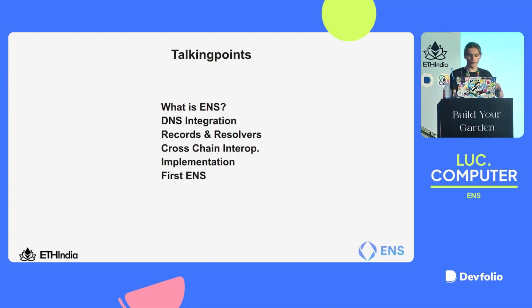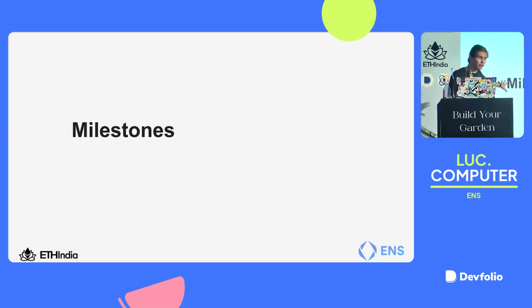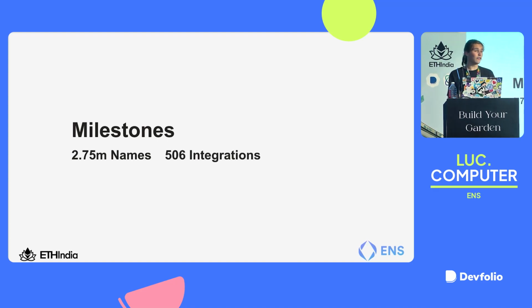So before all of that, I want to cover some milestones. These numbers are a little out of date. We've gone above and beyond after these, but we've hit 2.75 million ENS names registered recently. 506 official, in quotation marks, integrations.